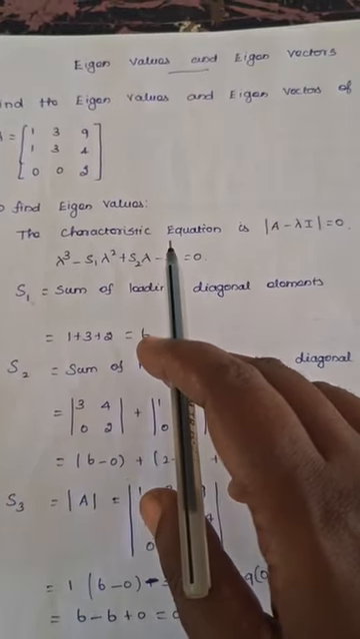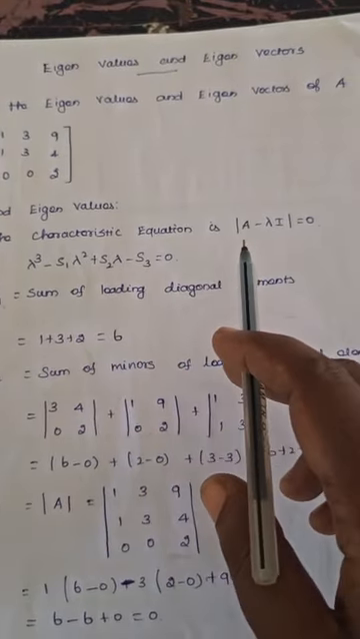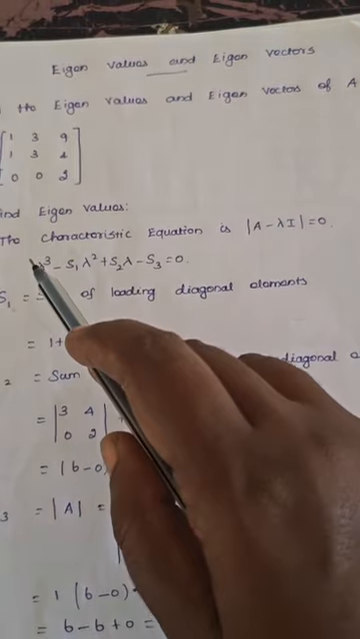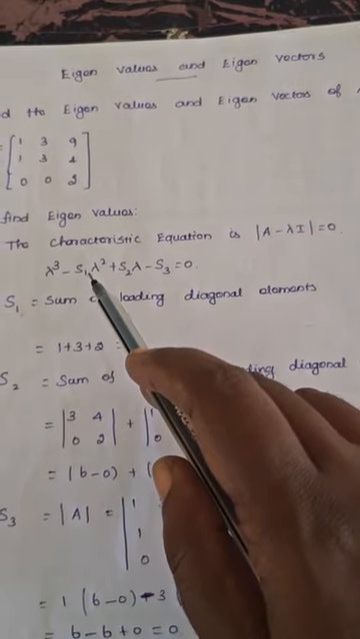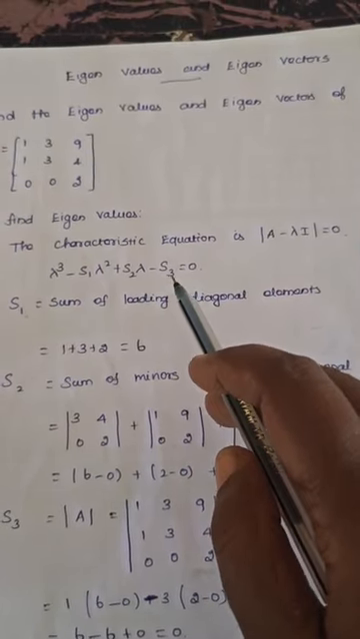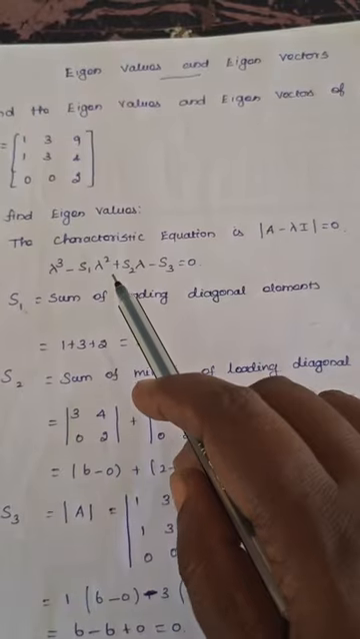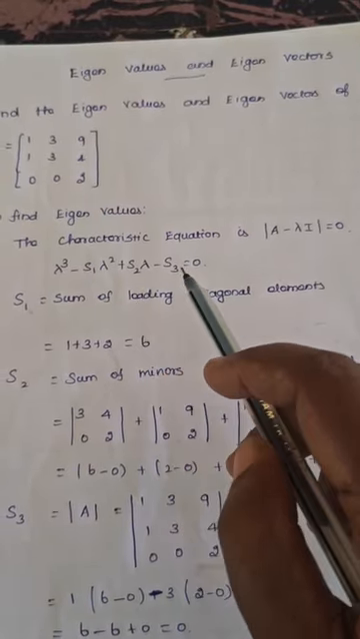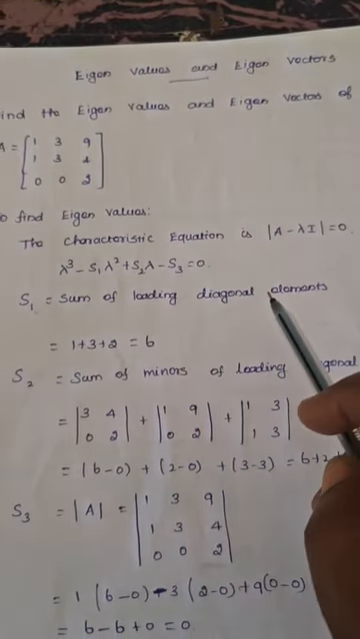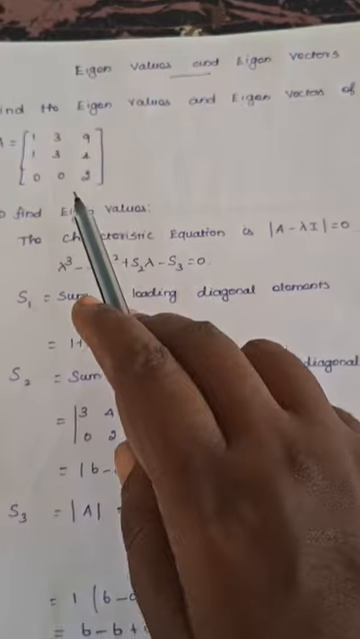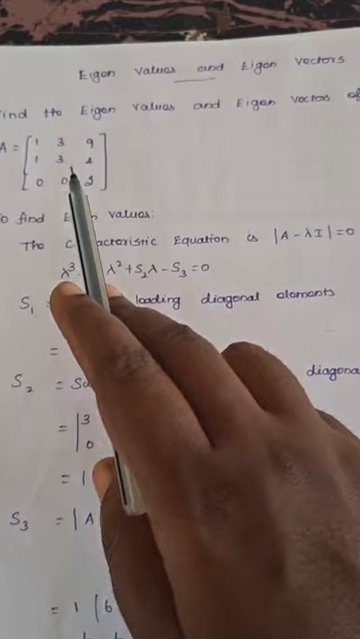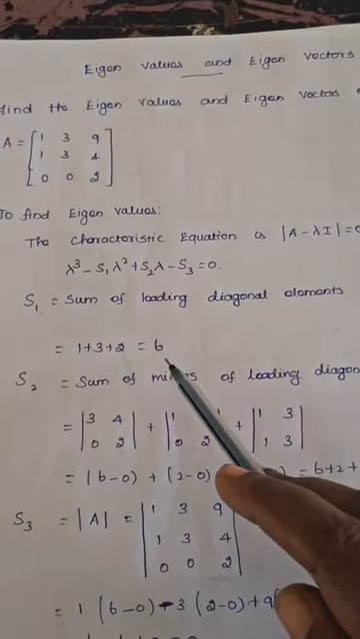First we write the characteristic equation: determinant of A minus lambda I equals 0. Then we write lambda cube minus S1 lambda square plus S2 lambda minus S3 equals 0. Next we find the values of S1, S2, S3. S1 equals the sum of the leading diagonal elements. The diagonal elements are 1, 3, 2, so 1 plus 3 plus 2 is 6.